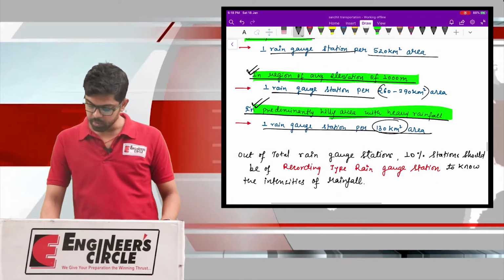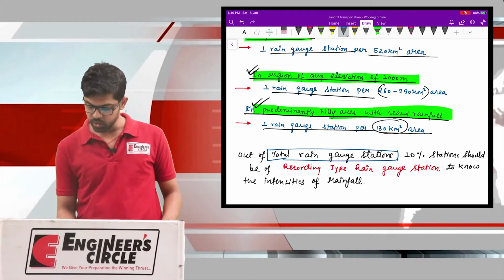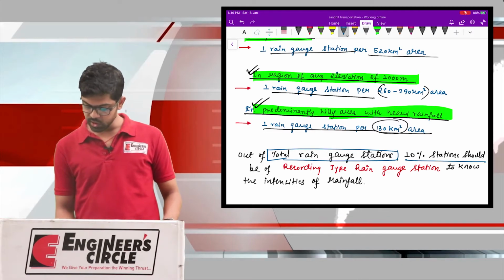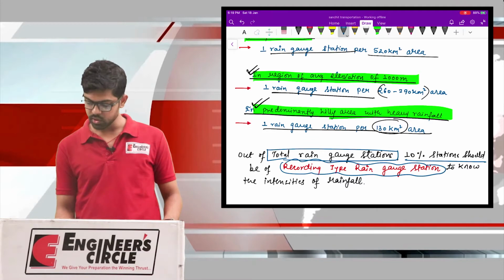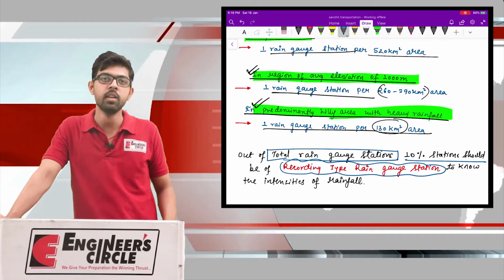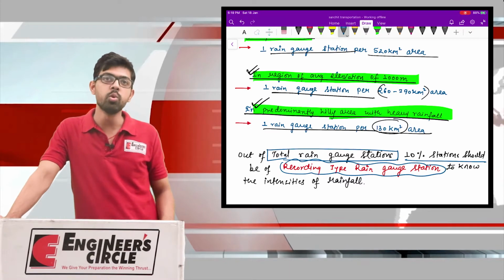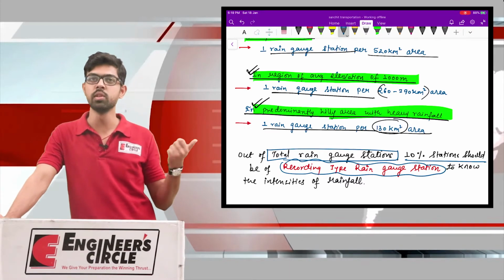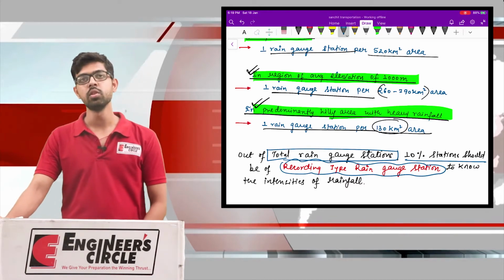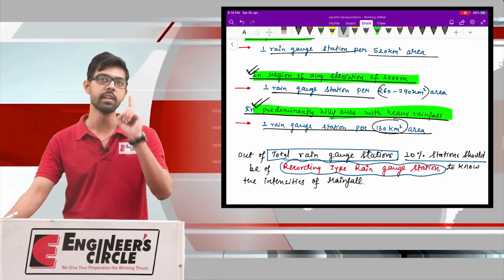One very important point: when you calculate the total number of rain gauge stations, 10% of the stations should be recording type rain gauge stations. Suppose you have calculated 12 rain gauge stations. 10% of 12 comes out to be 1.2, and rounding off to the higher side, a minimum of 2 rain gauge stations should be of the recording type. So 10% of the total number of rain gauge stations should be recording type.